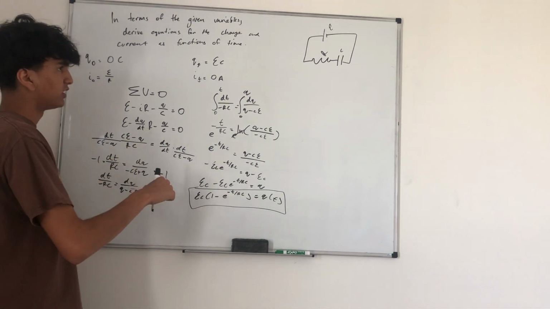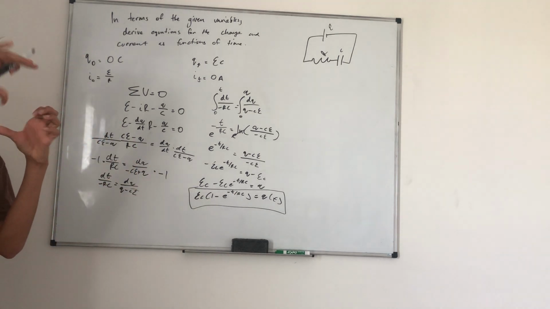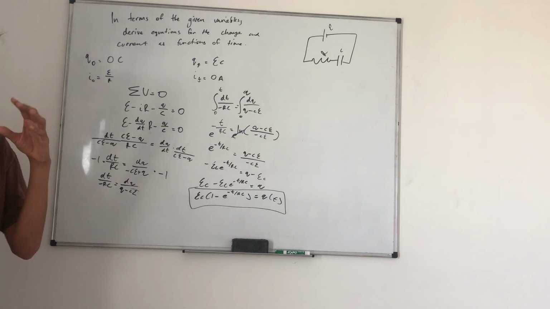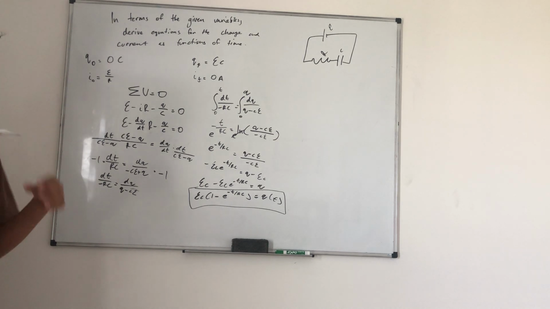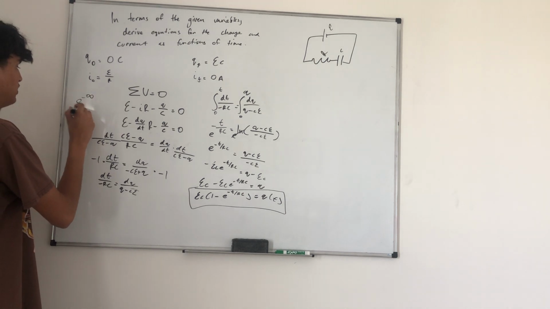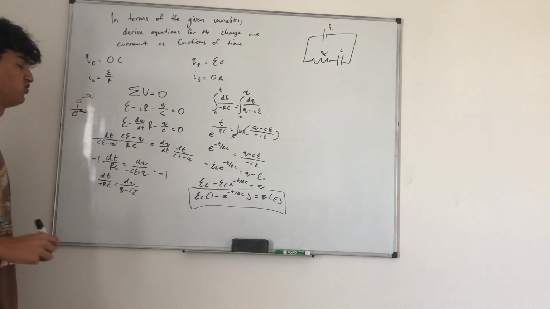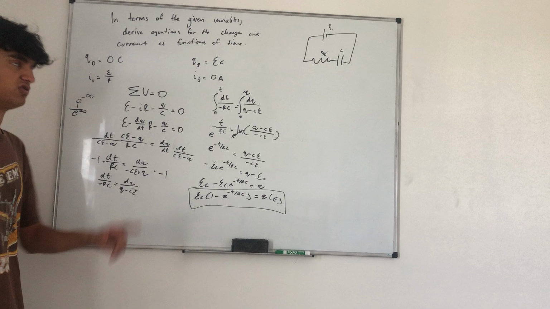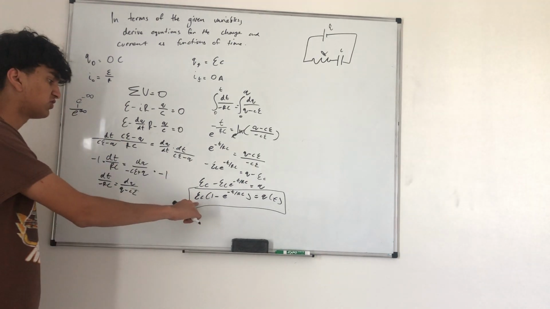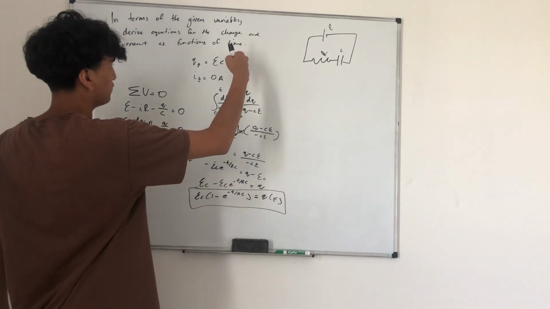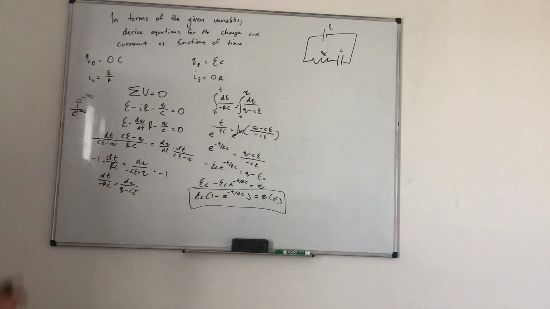Well, e to the infinity is going to be a really big number. And e to the negative infinity is just 1 over e to the infinity, right? So that's going to be a really small number, 0 basically. So you have 1 minus 0, which is going to equal 1, times epsilon naught C. Your final charge at t equals infinity is going to equal epsilon naught times C.